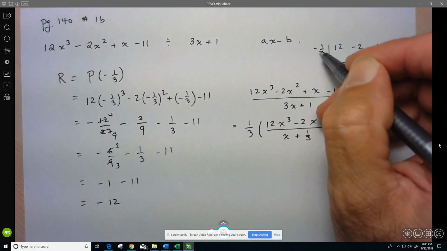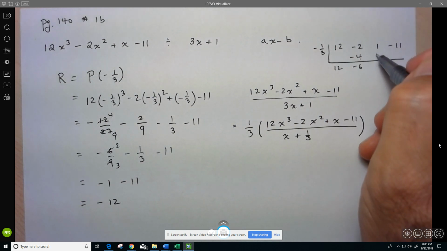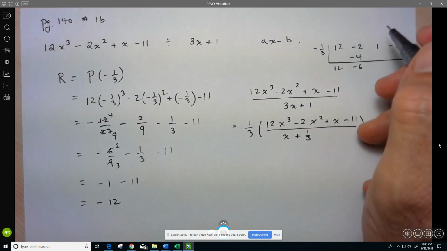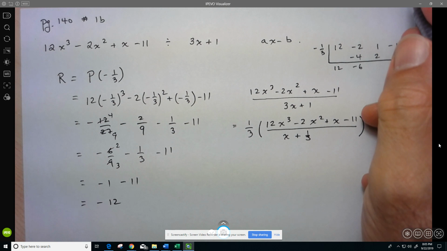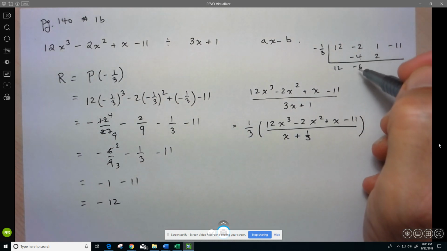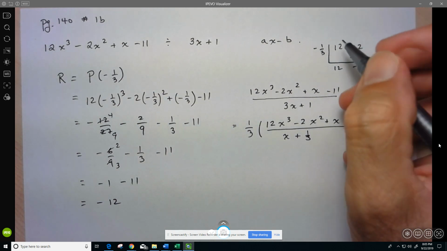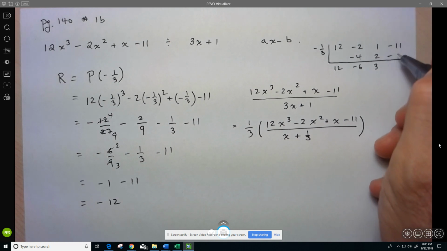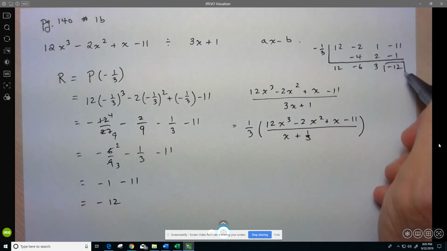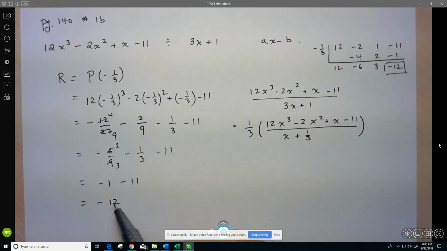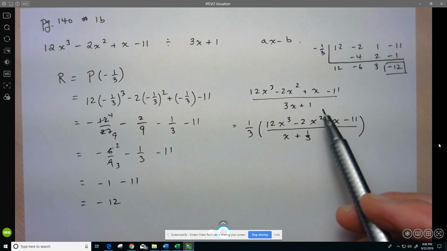So we bring down the 12. 12 times -1/3 is -4. -2 minus 4 is -6. That works out nicely too, because we just have -6 times -1/3, it's just going to be 2. 2 plus 1 is, sorry, I feel like I made a mistake here. -6 times -1/3 is 2, and then 2 plus 1 is 3. And then 3 times -1/3 is -1. And actually that works out perfectly because -11 minus 1 is -12, which is exactly the remainder that we got before. Okay, so you see, I thought I had maybe made a little mistake. Just go back and check it right away. Don't wait till you get to the end.